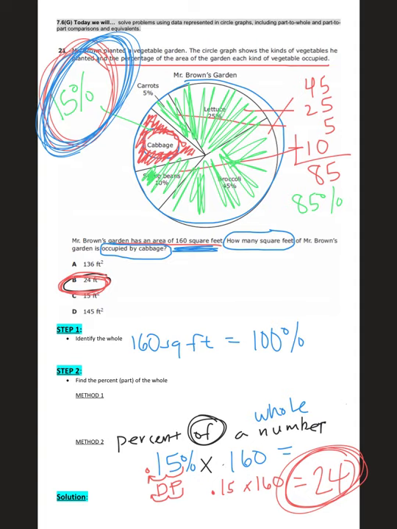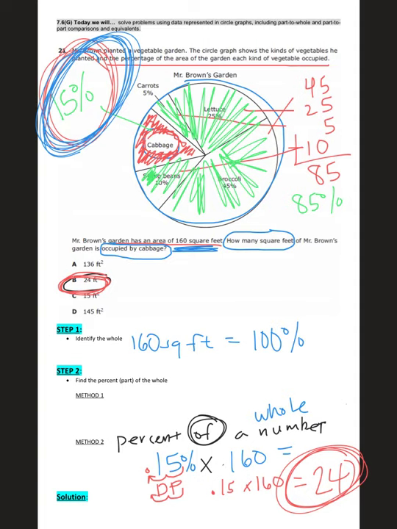So we just saw 2 different ways of solving the same problem. First of all, we recognize that this was a part to whole comparison. We're trying to find out the part, meaning the area in square feet occupied by cabbage compared to the total garden. First, we set up the percent proportion, the 4 lines and an equal sign, part to whole equals percent over 100. We cross multiplied and we solved a one-step equation.